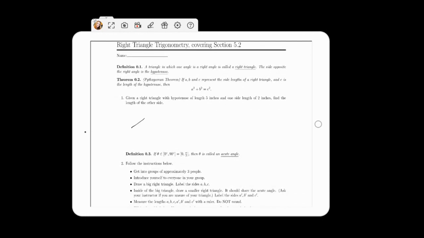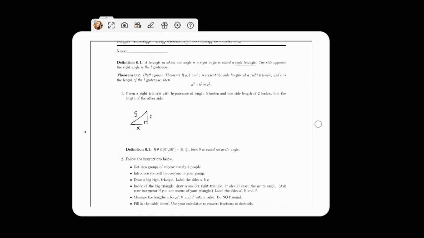So let's say that you're given a right triangle and the hypotenuse has a length of 5 inches and one side has a length of 2 inches. Then we can find the length of the other side as follows. By the Pythagorean theorem, x squared plus 2 squared equals 5 squared. So this is a quadratic equation we can solve using the square root method.